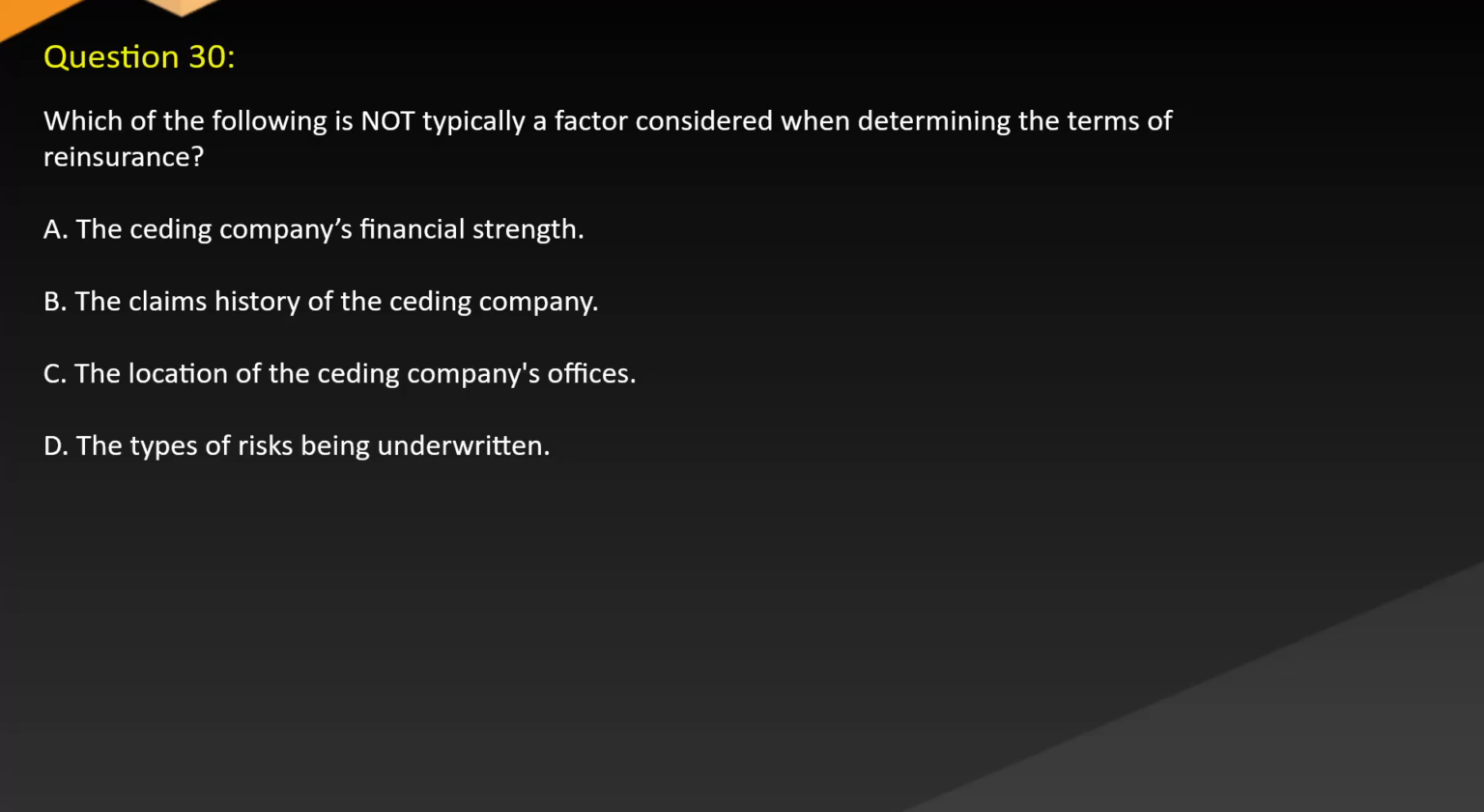Question 30. Which of the following is not typically a factor considered when determining the terms of reinsurance? A. The ceding company's financial strength. B. The claims history of the ceding company. C. The location of the ceding company's offices. D. The types of risks being underwritten.